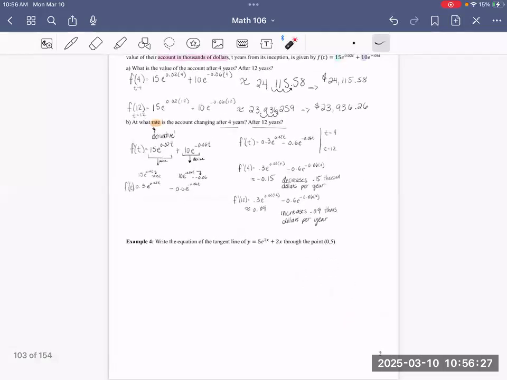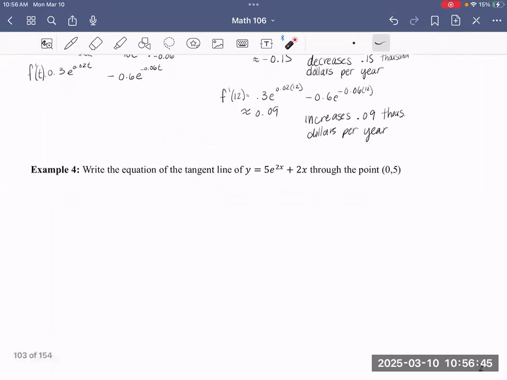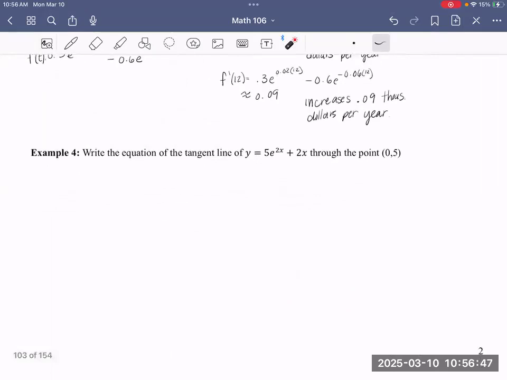Now let's get to our very last example, example 4. It says, write the equation of the tangent line. Notice that we have come up with that one a lot, and now we're going to compound it with, okay, now let's derive your e with the chain rule. So through the point of 0 and 5. So see if you can pause the video and try this one out.